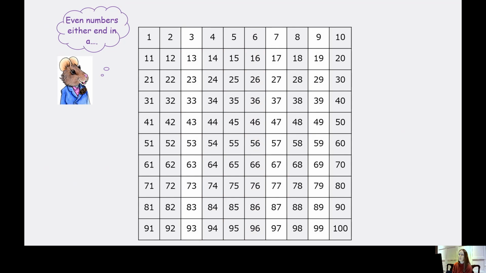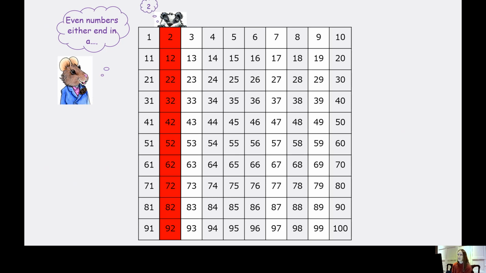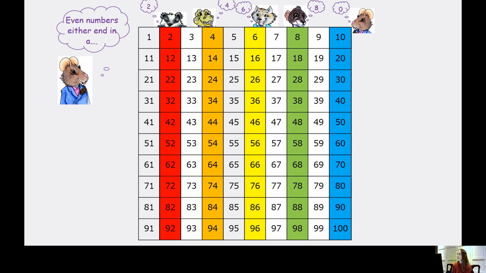Let's have a look. So Maureen says all the even numbers either end in... Ooh, can you think, what do they end in? Let's have a look, shall we? Let's see. A 2, so Betty says a 2, or a 4, says Cuthbert, or a 6, or an 8, or a 0, absolutely. Okay, so every single even number will either end in a 2 or a 4 or a 6 or an 8 or a 0.